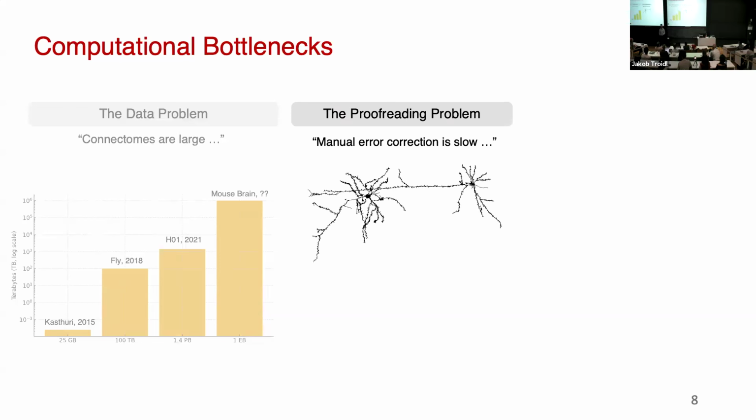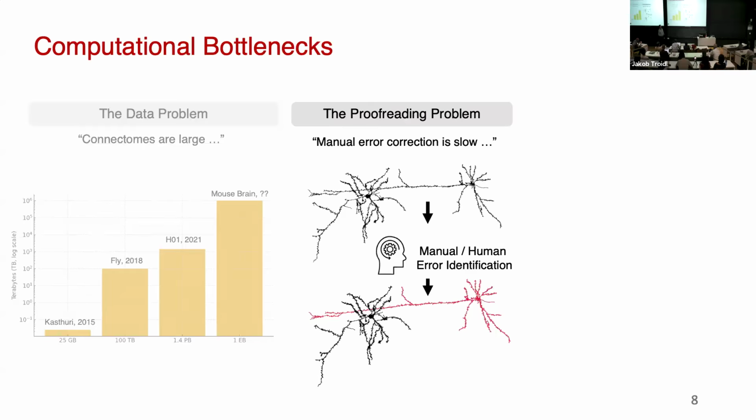The second problem that I want to highlight is called the proofreading problem. And that is that manual error correction in neuron reconstruction is an extremely slow process. So after segmenting a data set, we would, for example, get a reconstruction like this. And a skilled proofreader or a neuroscientist can very quickly tell that this is not actually one neuron, but 2 neurons. And the way we currently have to correct for these errors is for a human to manually go in and split those 2 neurons apart.